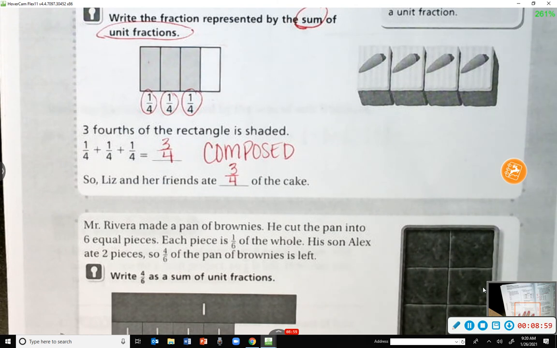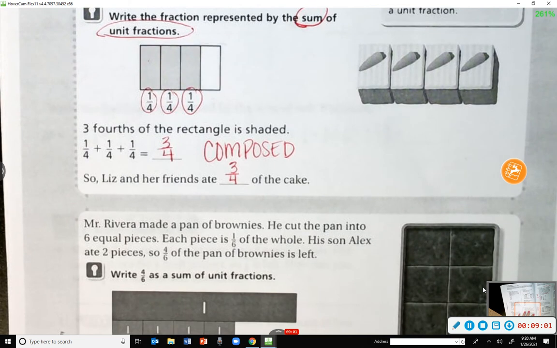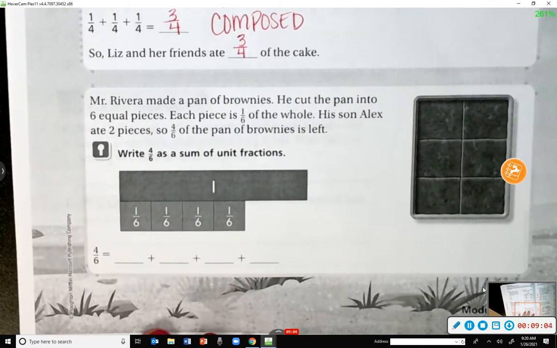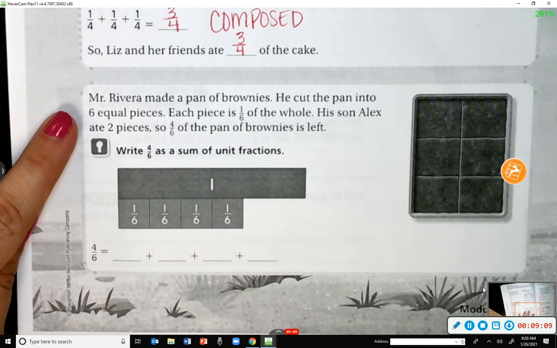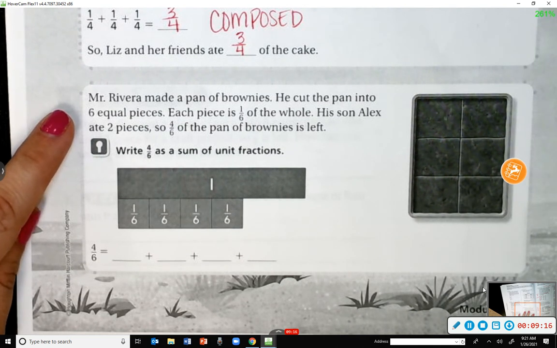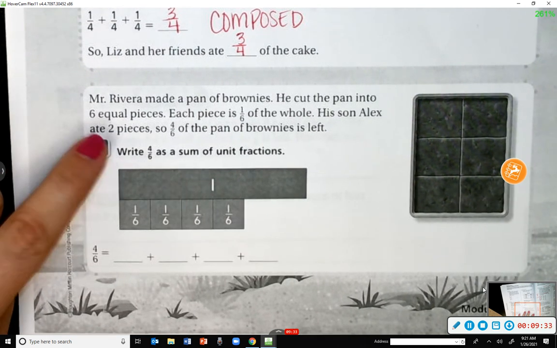Can I read the bottom of the book? Okay, now we're going to look at decomposing. Kelsey, go ahead and read. Mr. Rivera made a pan of brownies. He cut the pan into 6 equal pieces. Each piece is 1/6 of the whole. His son Alex ate 2 pieces, so 4/6 of the pan of brownies is left. Right, 4/6 as a sum of unit fractions.